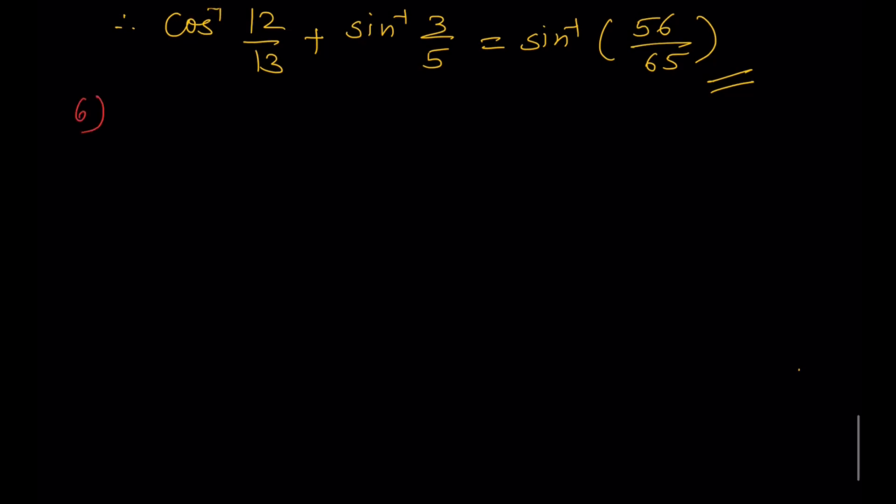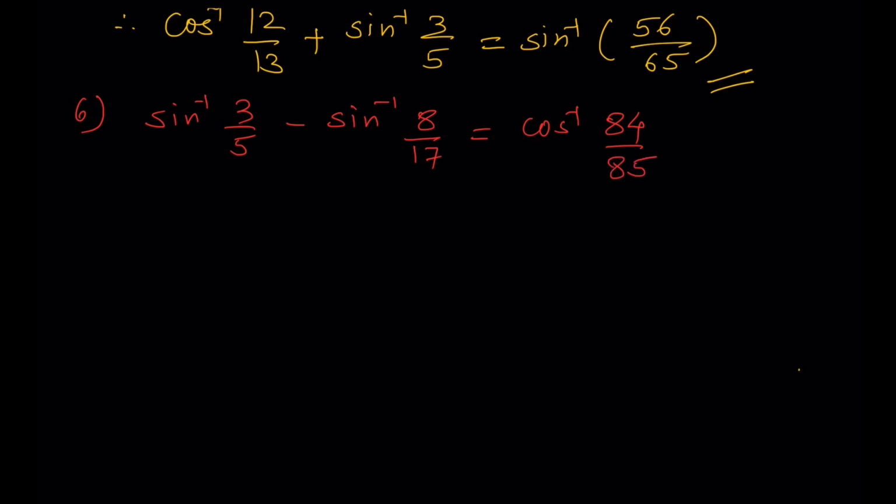Next one. Prove that sin inverse of 3 upon 5 minus sin inverse of 8 upon 17 is equal to cos inverse of 84 by 85. You may convert into tan inverse and then proceed, or the method which we have used in the earlier problem. So let's use that similar method which we have used in the earlier problem.